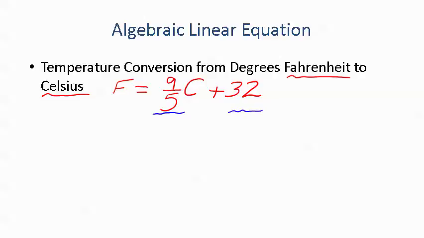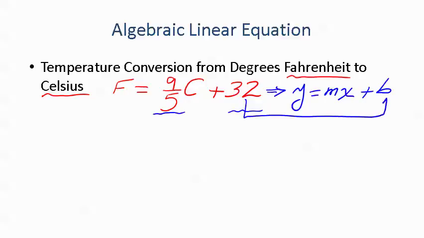So we could have written this equation in the form of the dependent and independent parameters. Y equals mx plus b. So in this one, we observe the constant being 32 and the slope being 9 over 5, since degrees Celsius will be the independent parameter.